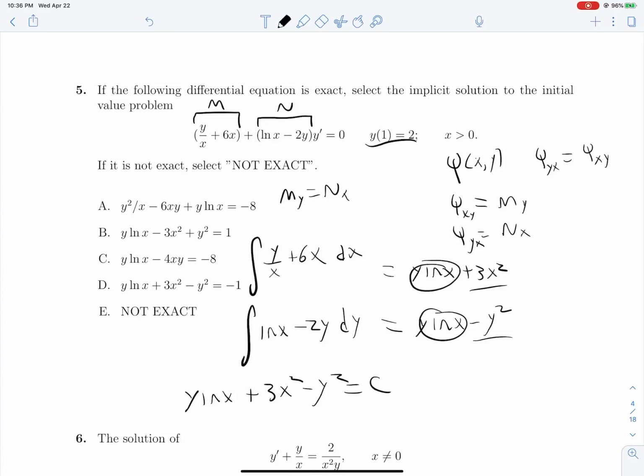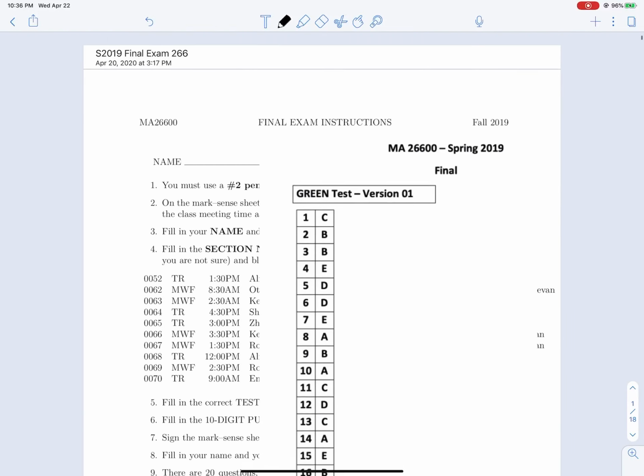Since y at 1 is equal to 2, we can say that c is -1. Sorry, I did that in my head, but this will go to 0. This is 3 minus 4, so we get -1, and D is our answer for 5.